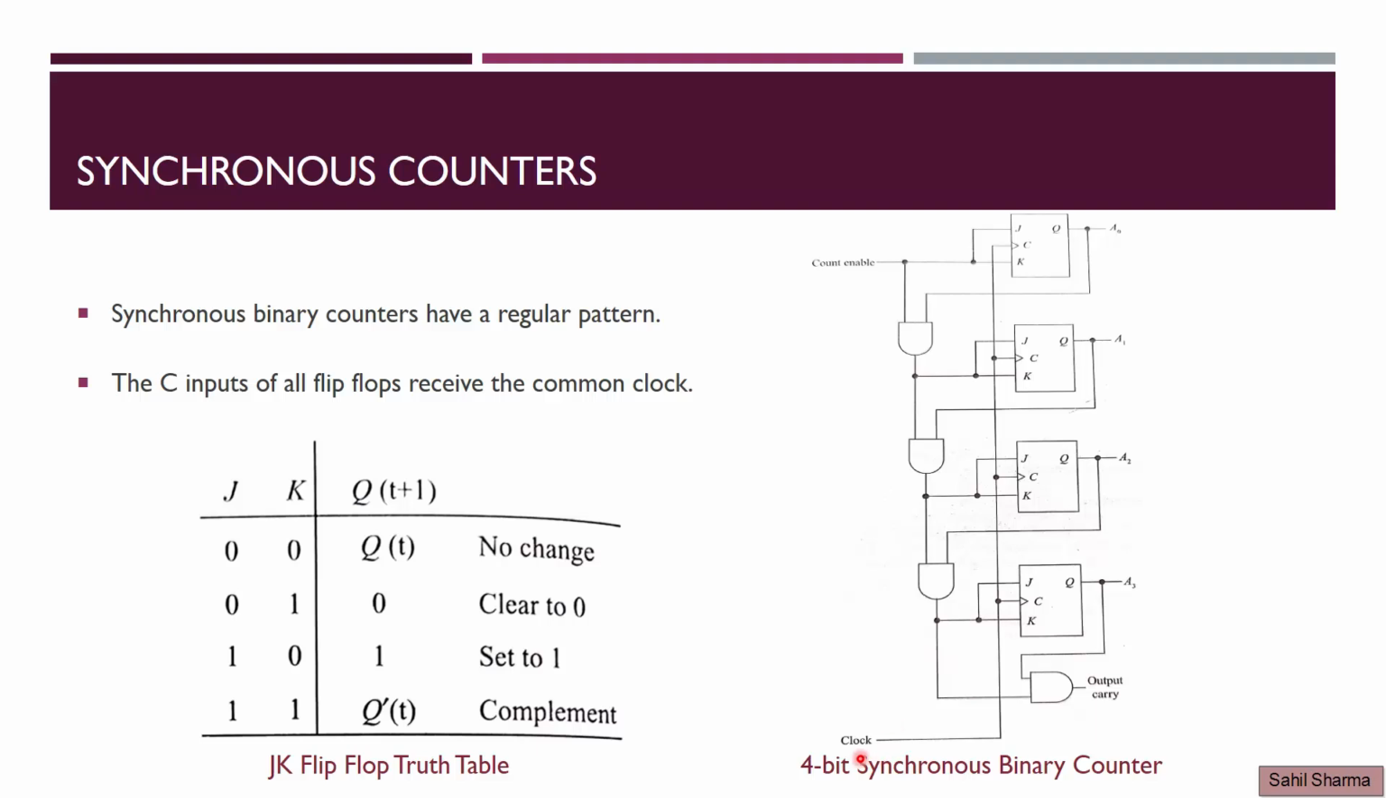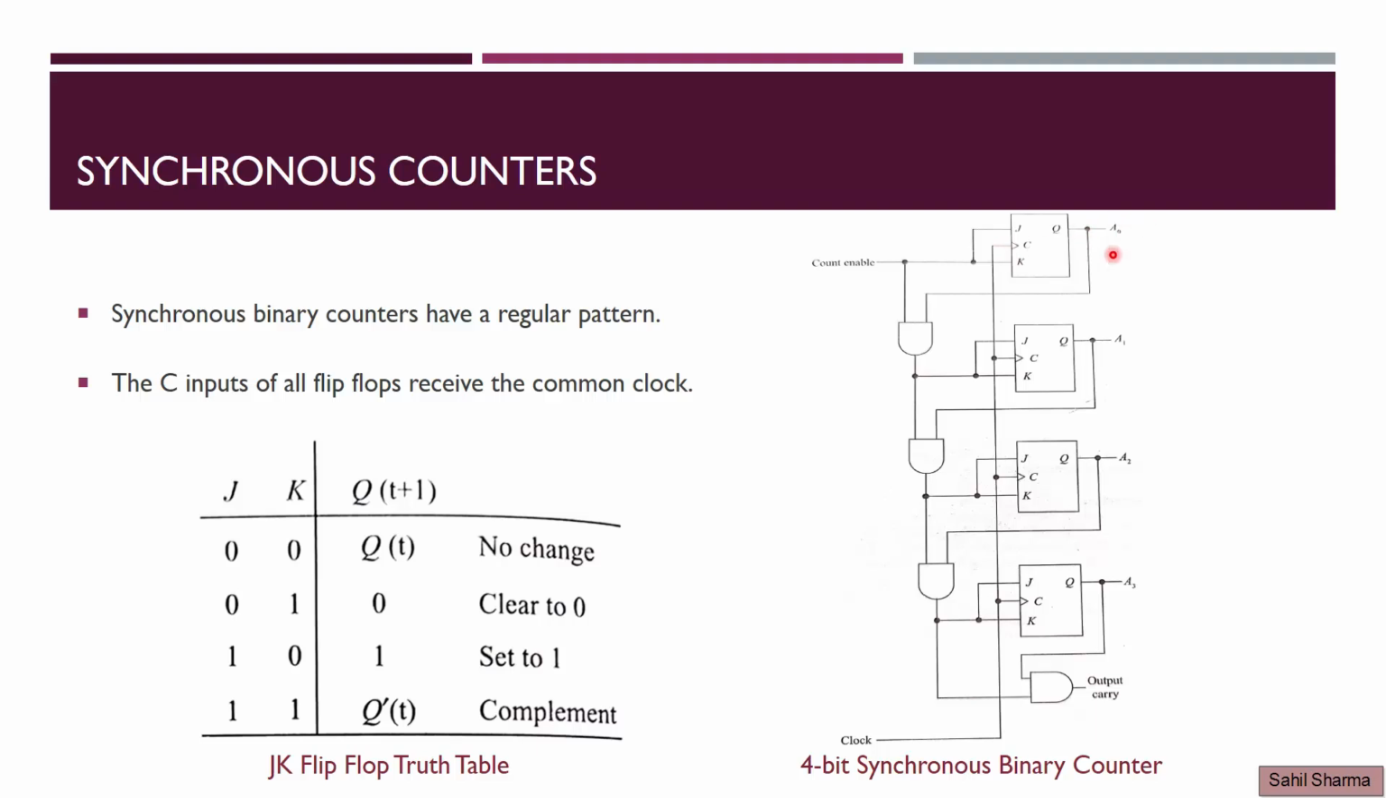So in the 4-bit synchronous binary counter diagram, you can see clearly that this clock pulse is being shared with all the 4 JK flip-flops at this point, at this point, this point, and this point. So the C inputs of all the flip-flops receive the common clock. So this was the common clock. We can see here this binary counter has A0 as the LSB and A3 as the MSB.